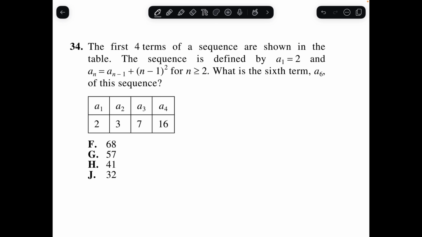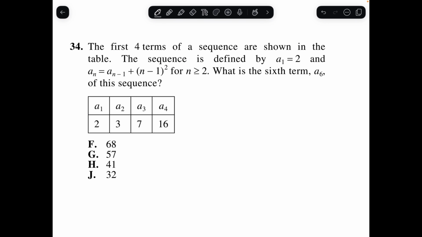Question 34 says, the first 4 terms of a sequence are shown in the table. The sequence is defined by a1 equals 2 and an equals an minus 1 plus (n minus 1) squared for n greater than or equal to 2. What is the sixth term, a6, of this sequence?